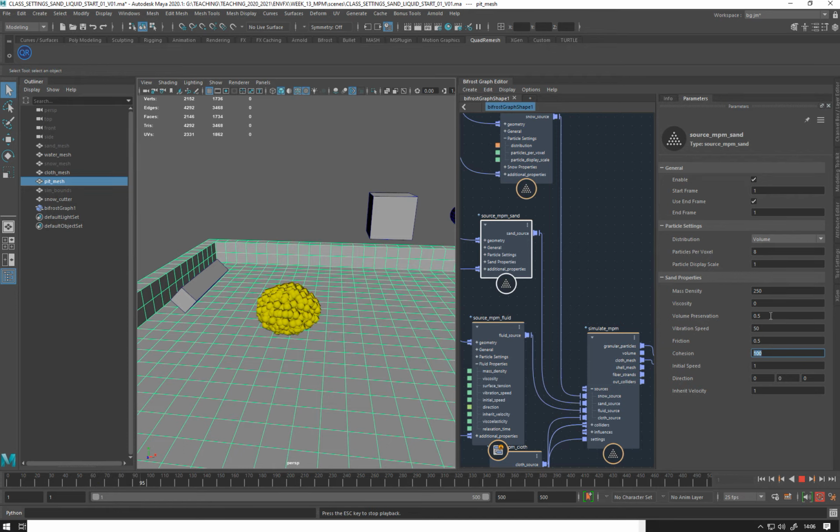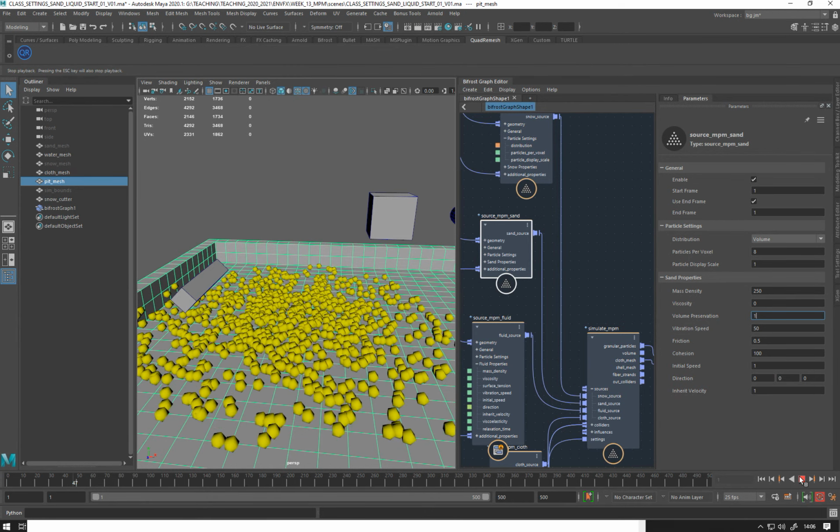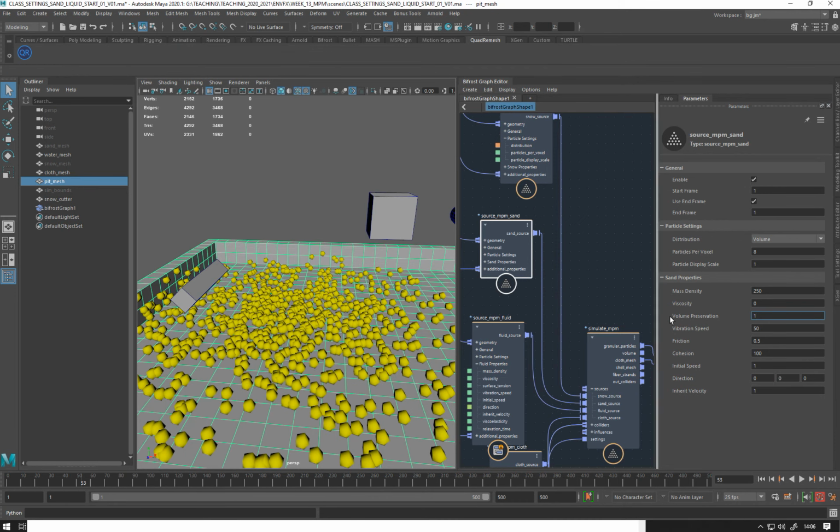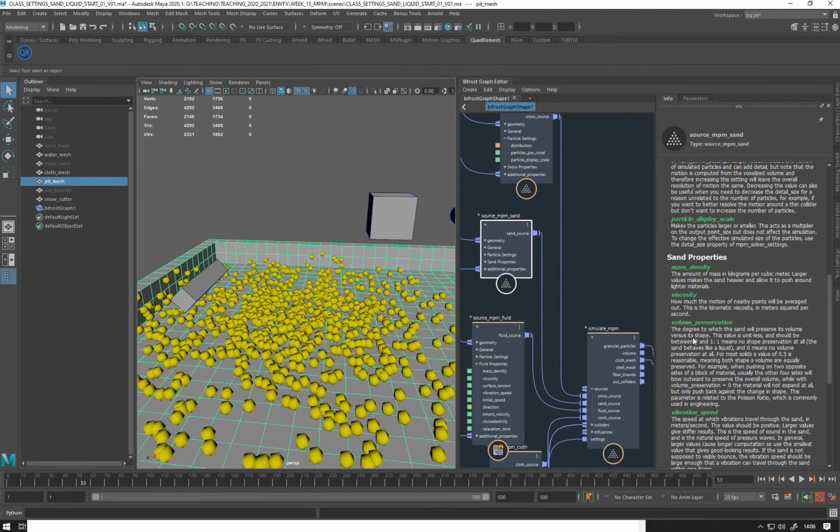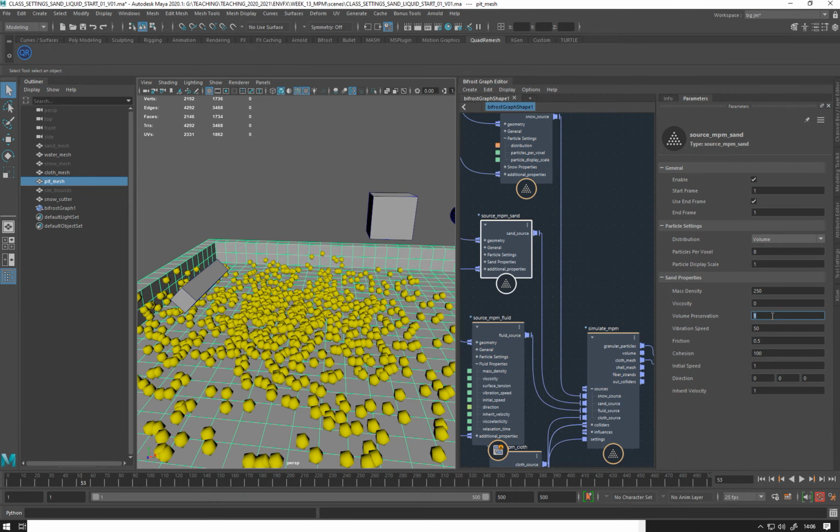So if I do this, I think it's to 1, and hit rewind and play. See, it just ignores that and goes to sort of spreading around. And that's because of this preservation, volume preservation over shape preservation. So let's just double check that one more time. So 1 means no shape preservation at all. It behaves like a liquid, so it will sort of ignore this cohesion.